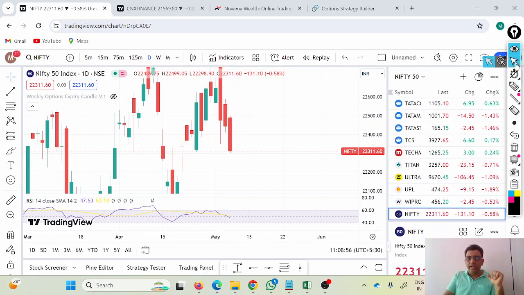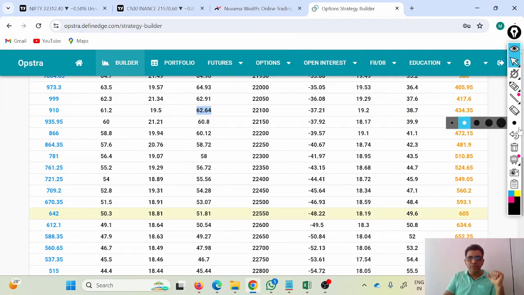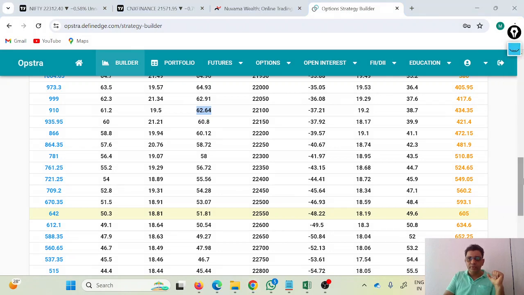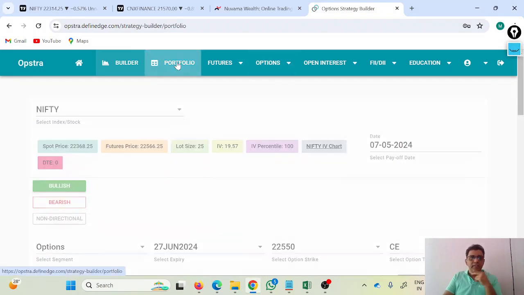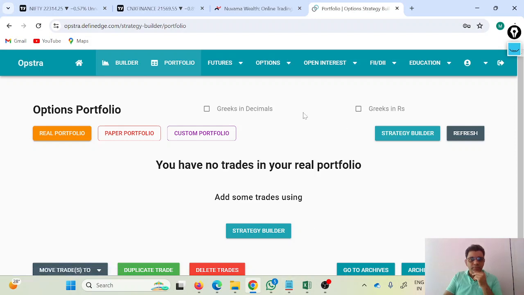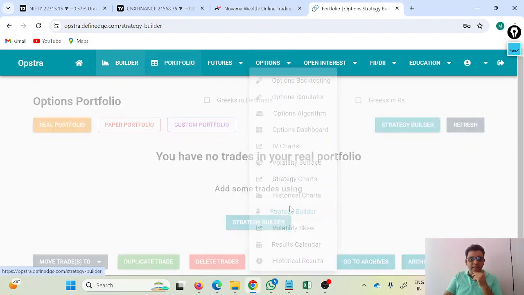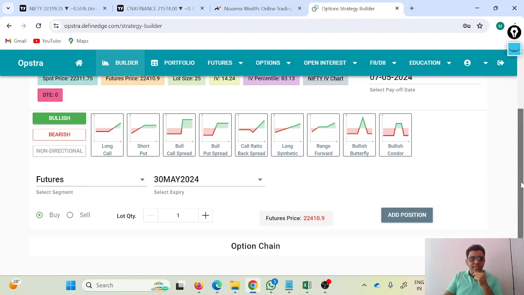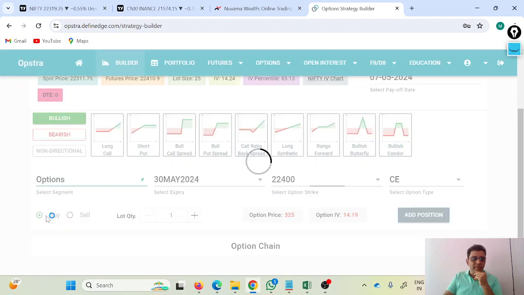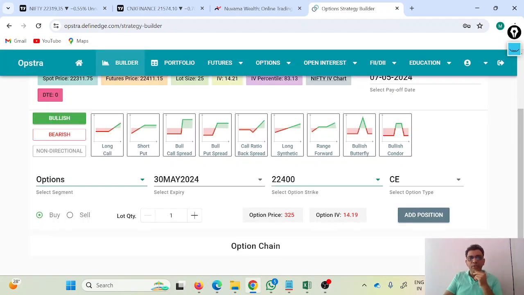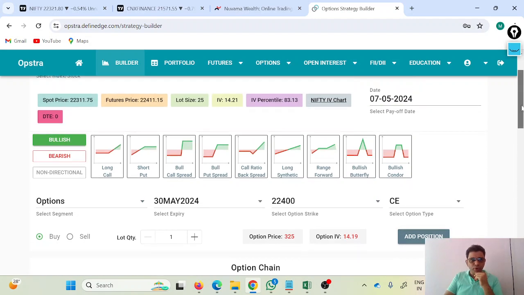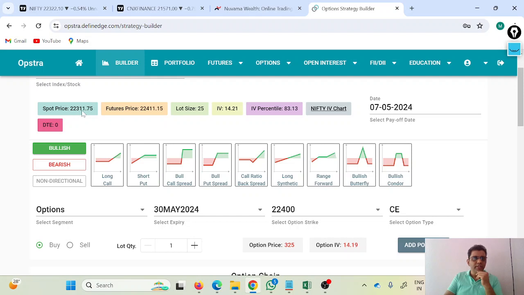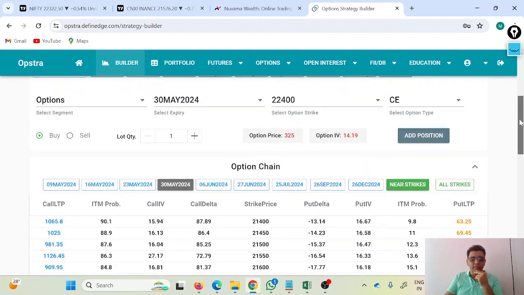I can go over here. This is the software wherein we can learn the concepts of gamma. I will go to the strategy builder, and just like in the delta session, I will select options, select the 30th of May expiry, and click on option chain. The spot price is 22,311, so for calculation purposes we can consider 22,300.